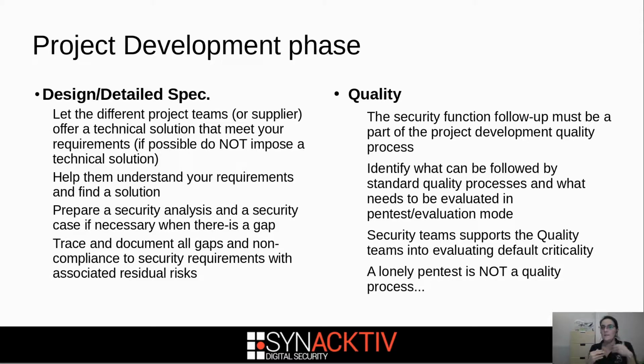Okay, so you have asked either a development team or a supplier to develop a security function, and so there is quality to check. Okay, so identify what can be followed by a standard quality process. Typically, a firewall configuration could be checked by a quality process. It's just diffing files, okay? And what can't be evaluated by a quality process and should be evaluated by a pen test, okay?